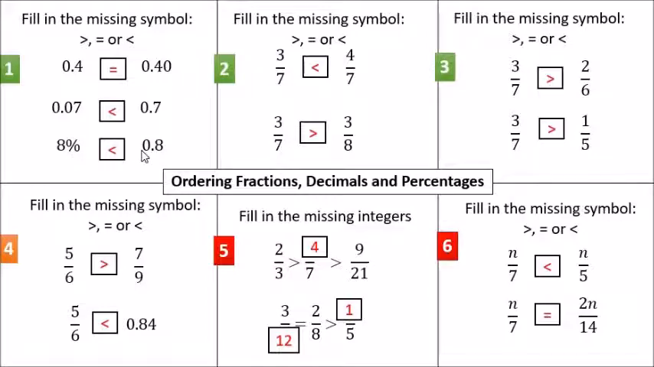Question 2, 3 sevenths and 4 sevenths, because they're both sevenths, the pieces are the same size. Here we have 4 of them, so this one is bigger than this one, so this is smaller than this.